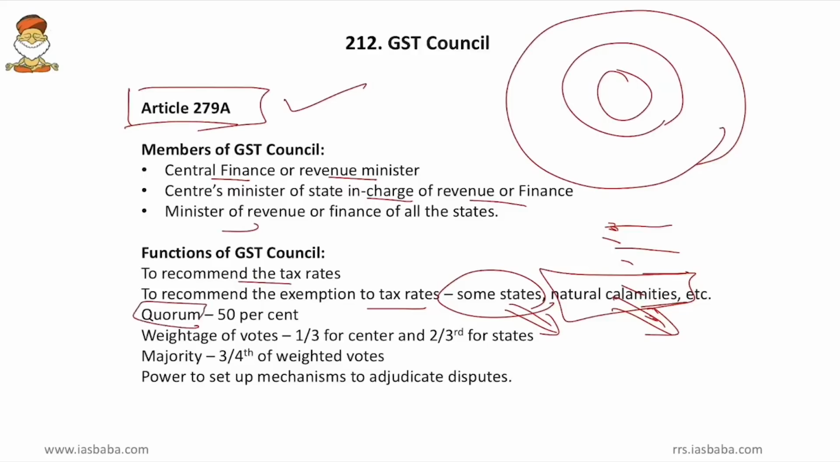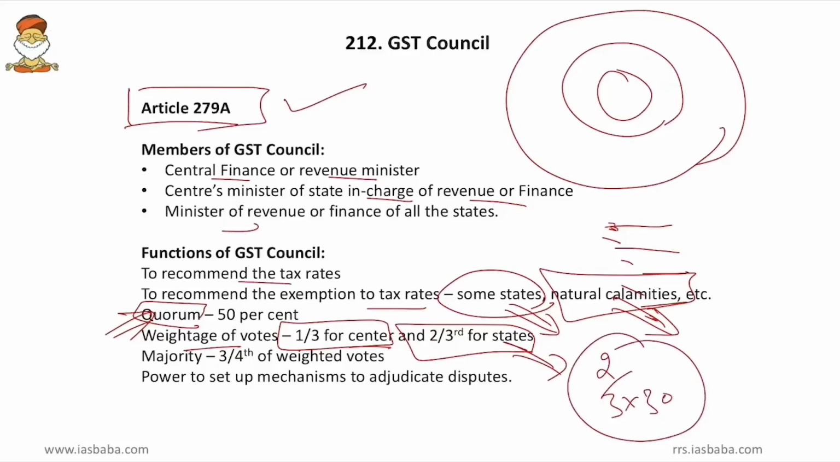So, coming to quorum, what is the quorum, friends? It is that a minimum of 50% of the members of the GST Council have to be present for the GST Council to function, lest the GST Council shall not function. Then, weightage of votes. What is the weightage of votes for the Center? It is 1/3 weightage for the Center and 2/3 for all the states together. Or in other words, each state has 2/90th value of a vote. There are 30 states, so 2/3 into 1/30, it is 2/90th of a vote carried by a state.